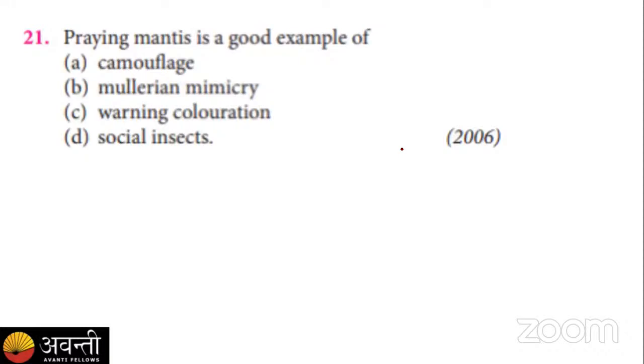The praying mantis is a good example of... You have to give your answer, your option. A, camouflage. B, Mullerian mimicry. C, warning coloration. And D, social insect. Okay, so you have to find the correct answer.